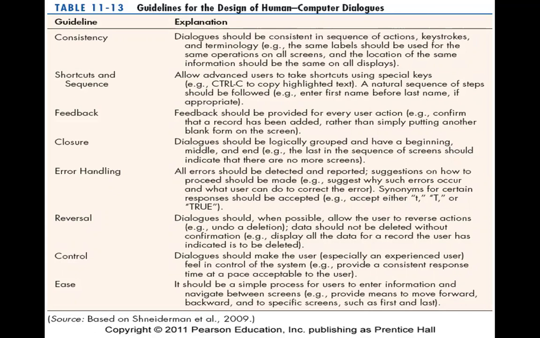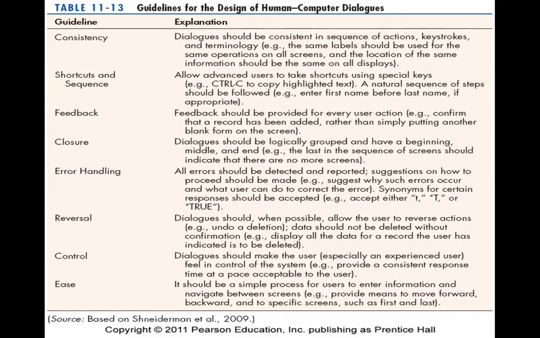Shortcuts and sequences allow advanced users to take shortcuts using special keys, Control-C to copy and so forth. And then the natural sequence of steps should be followed. So you've got to have special keys. Feedback should be provided for every user action. Closure, dialogue should be logically grouped to have a beginning, middle, and an end. Makes sense. Error handling, all errors should be detected and reported.